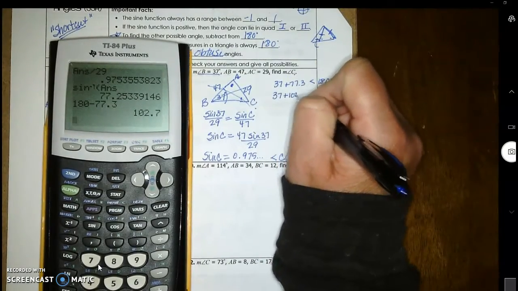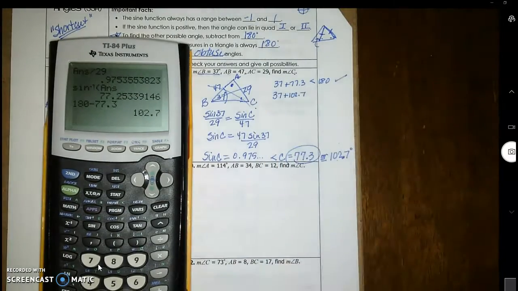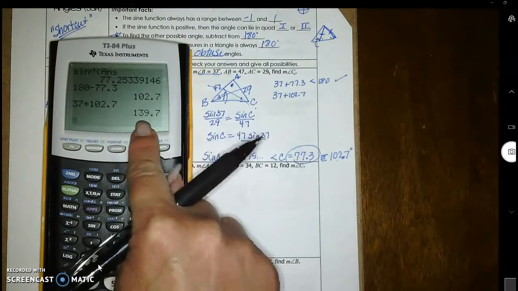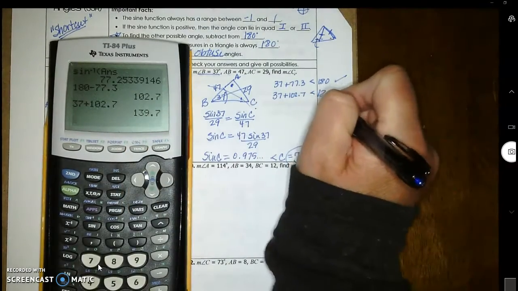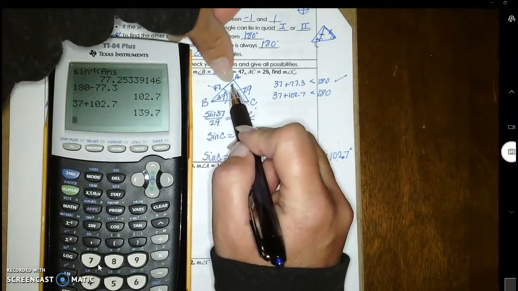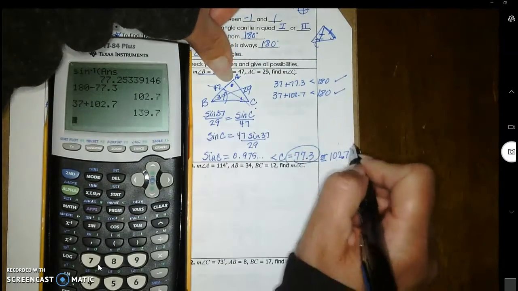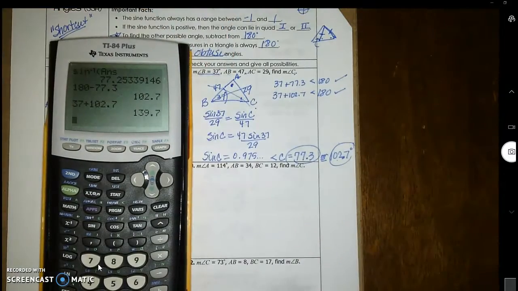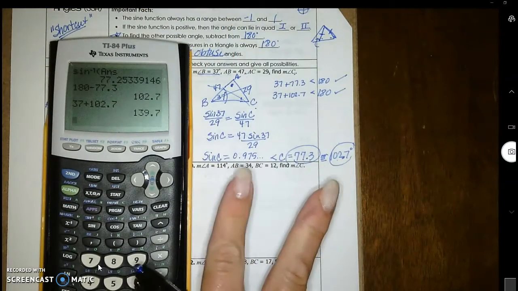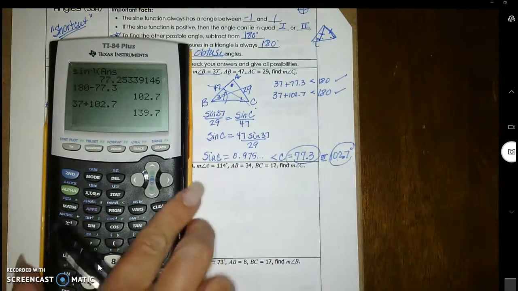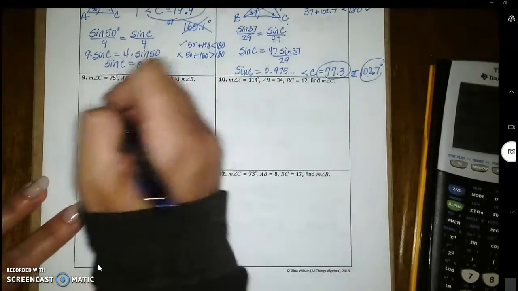37 plus 102.7, you know, my brain is hurting, right? And so I'm not sure, so I'm going to type it in. Oh, look at this. I get a number that's less than 180. Again, I have room for another angle, and so that also works. And I have 2 possible answers. Okay? Let's do it again. This is so fun. So fun.